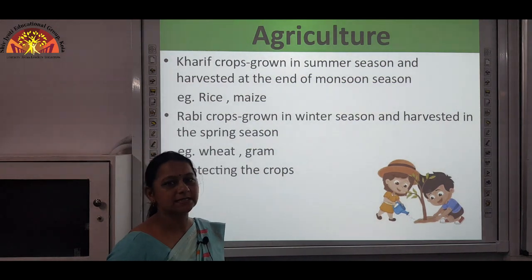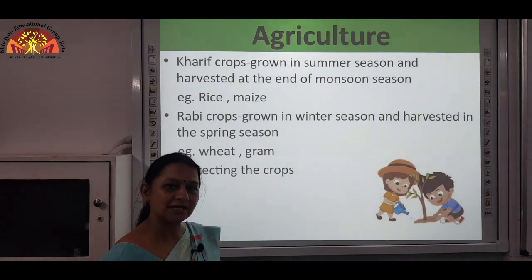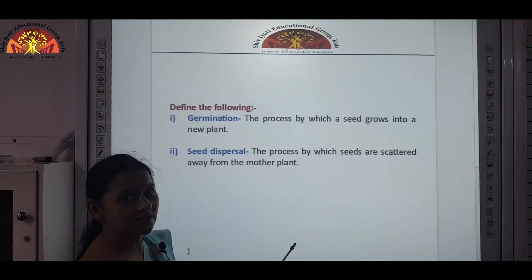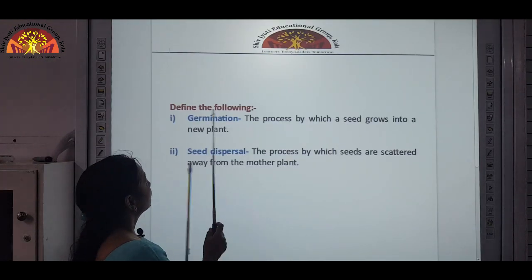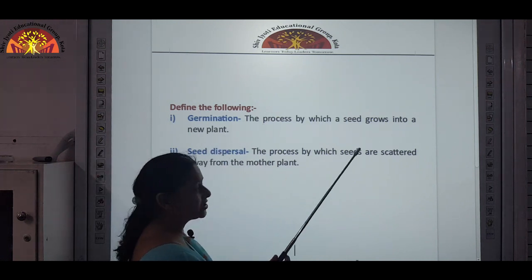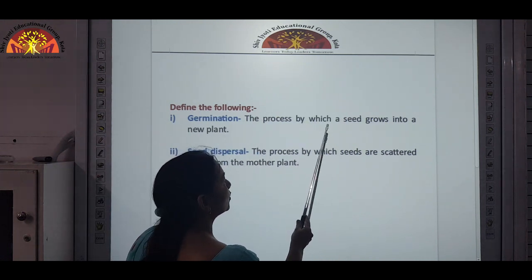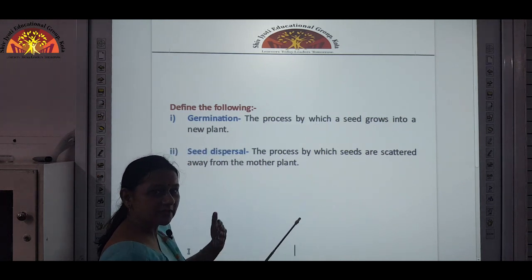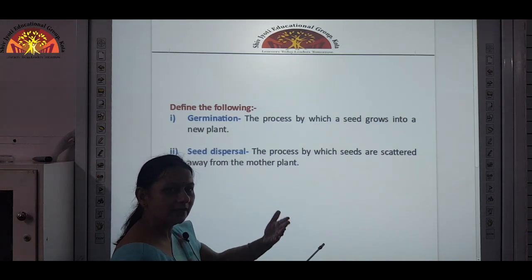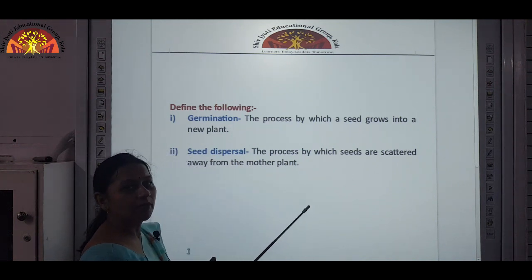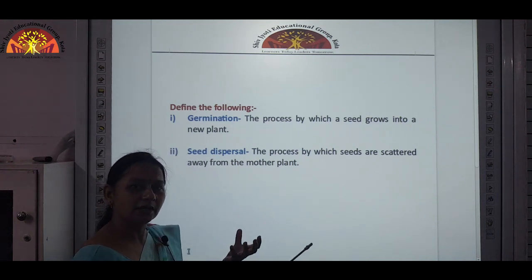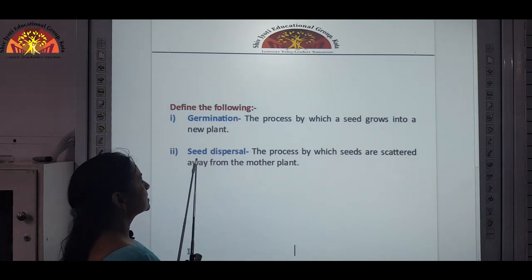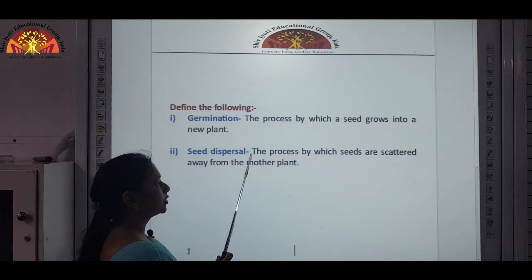Now, let us discuss the copy work, that is question and answers from a copy. Now, let us discuss the definitions which are important in this topic. Germination. What is germination? Germination is the process by which a seed grows into a new plant. First the seed grows into seedling and then a plant. So, this process in which a seed grows into a plant is called germination. Next definition is seed dispersal. What is seed dispersal?